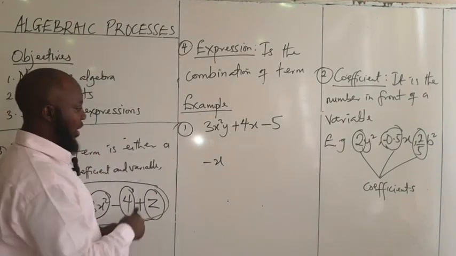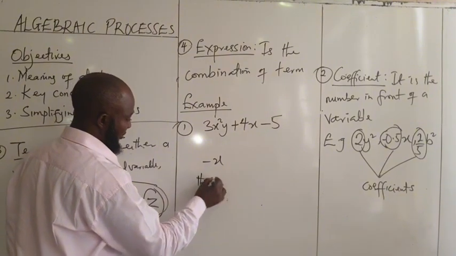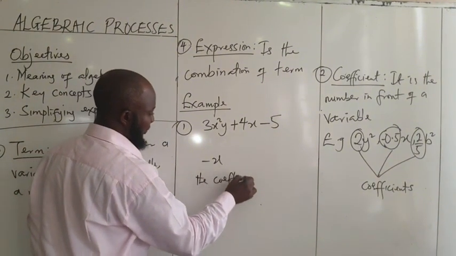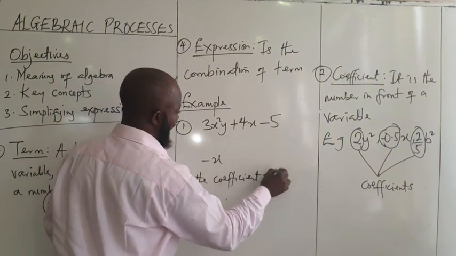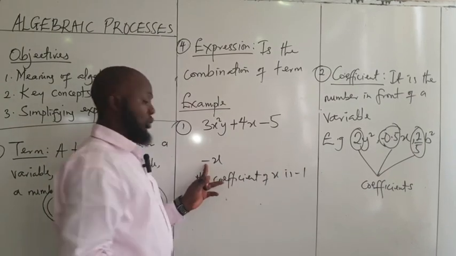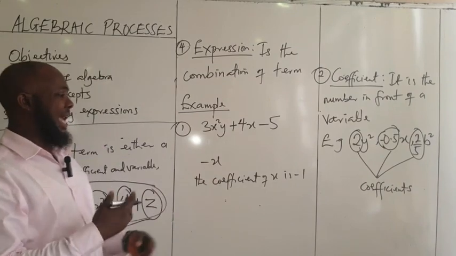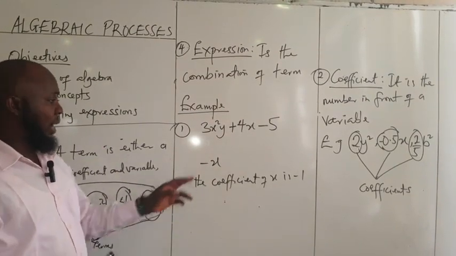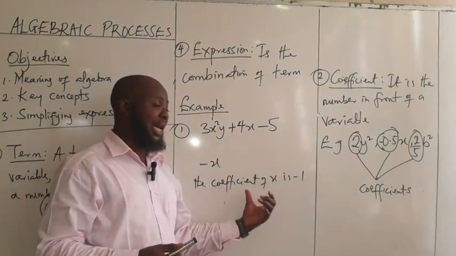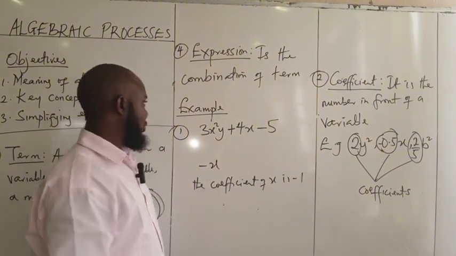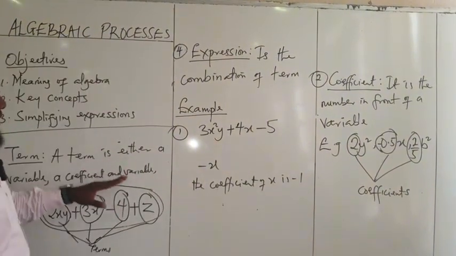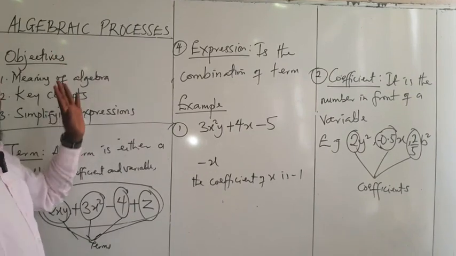So the coefficient of x here is what? Minus 1. Because the minus will also always go with it. The sign in front of that number will always go with that coefficient. This is very clear. So these are the key concepts you need to understand very well under algebra.